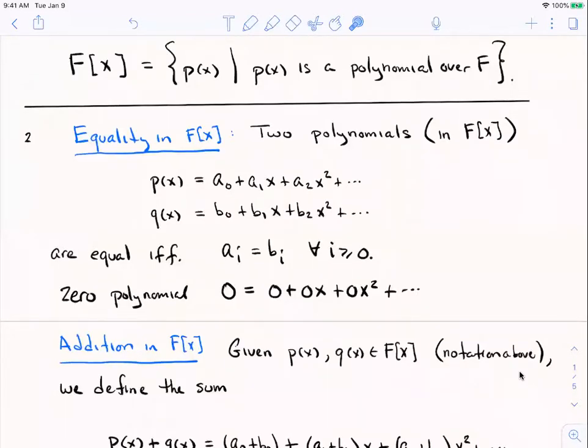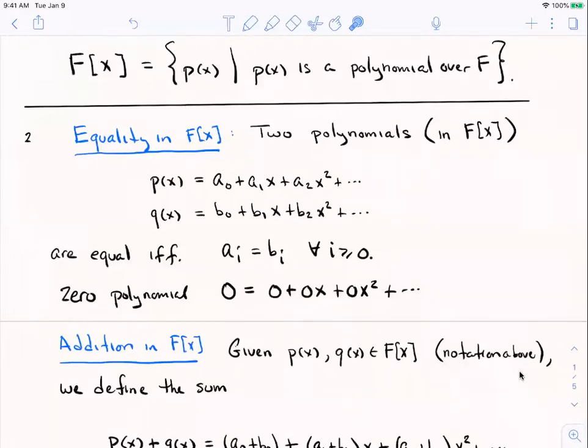In particular, we're going to call the 0 polynomial, which I'll simply denote by 0, the polynomial whose coefficients are all 0. All right, so there's one polynomial whose coefficients are all 0, and we're going to call that the 0 polynomial.